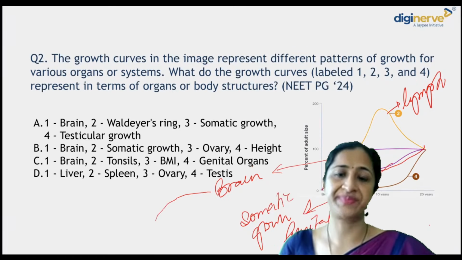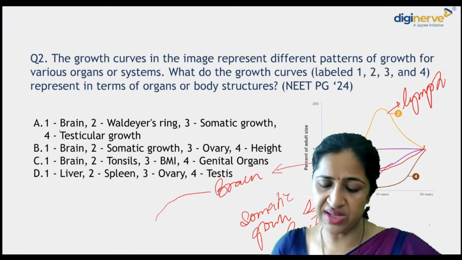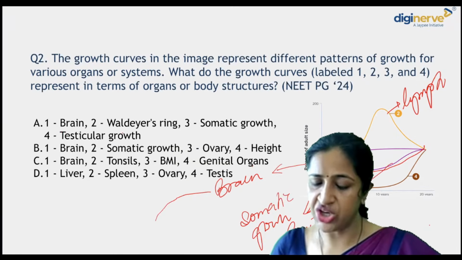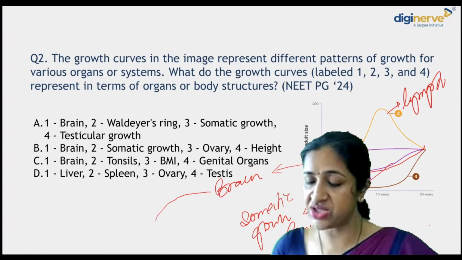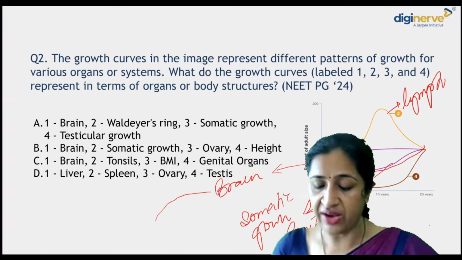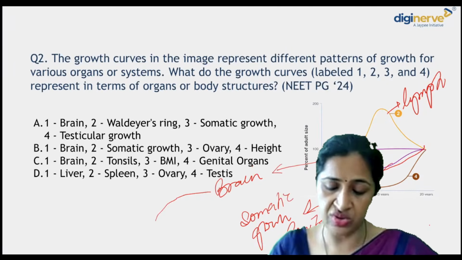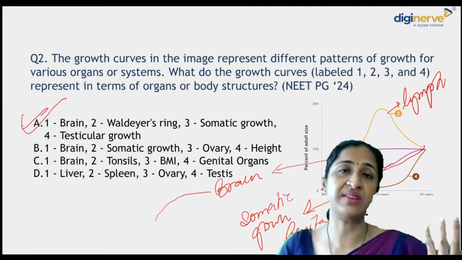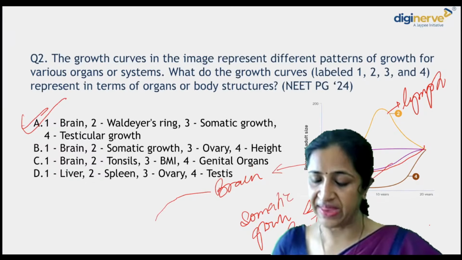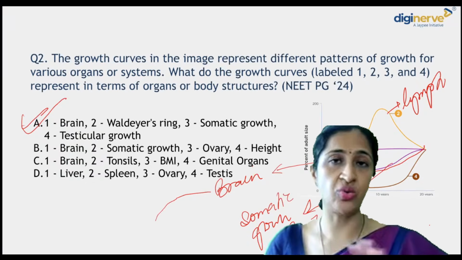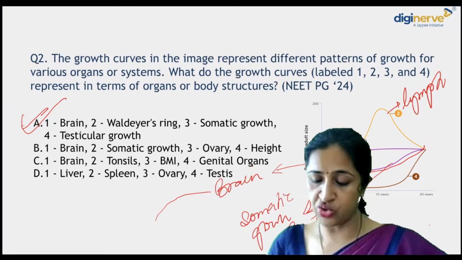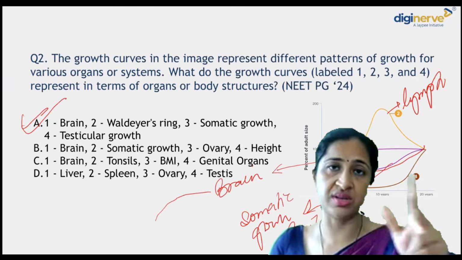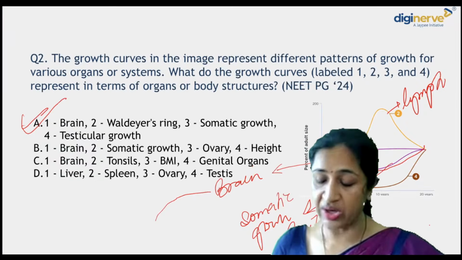So, which fits? Now, 1 is brain. Yes, we wrote that. 2 is Waldeyer ring, that is the lymphoid growth. Yes. 3 is somatic growth, we wrote that. And 4 is testicular growth, we wrote that. So, here 1 is automatically the right answer. The correct answer is A. The liver, spleen and all, don't take it into account. Those should automatically go out. You should have this doubt only between options 1, 2, 3.